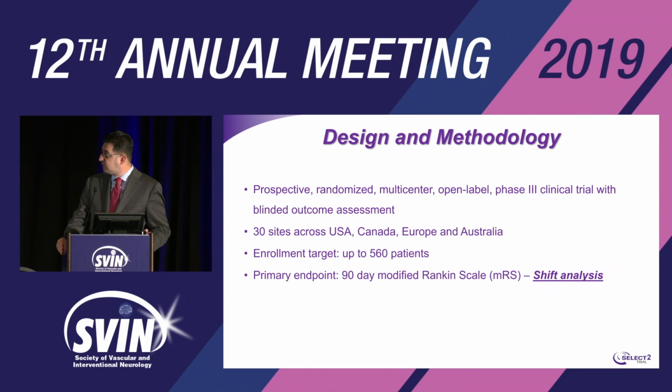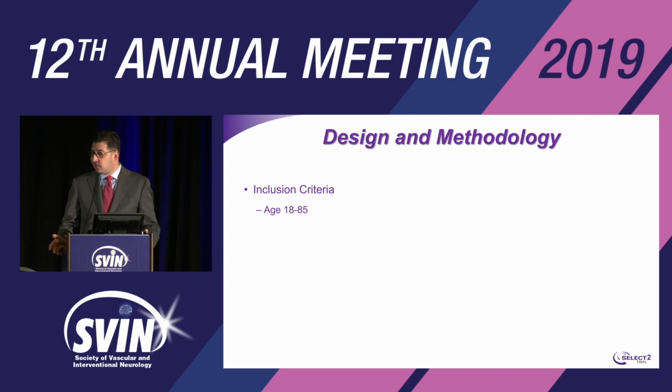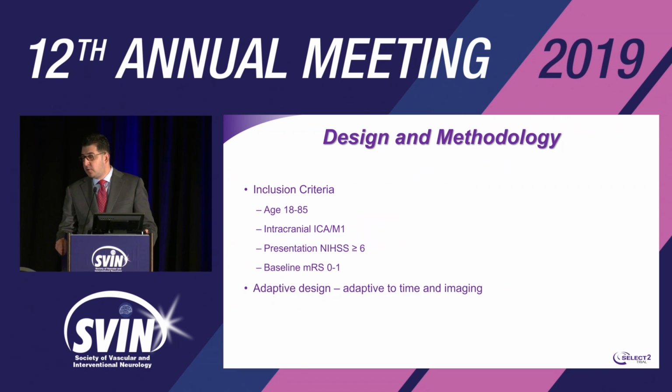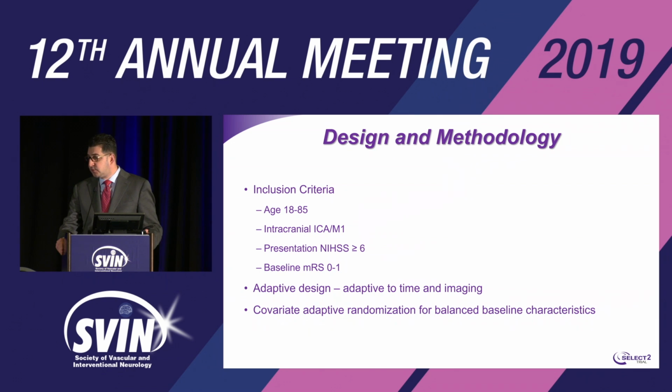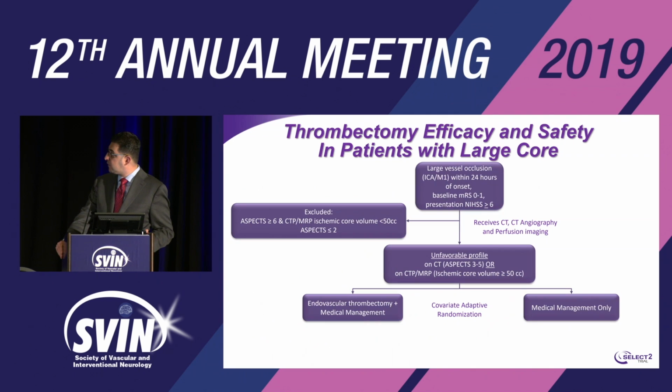We are looking at a shift analysis. It's not too bad to have an mRS of 3 if you have a large core stroke. We are including the regular inclusion criteria: age 18 to 85, ICA or M1 occlusion, NIHSS 6 or more, no baseline disability, with an adaptive covariate design to look at the 12 hours cutoff and the different cutoff on the volume. So we want to answer the question, is it effective and safe in large core? But we want to see if there is a ceiling and a cutoff, and we want to balance things between right and left and occlusion site, et cetera. We have 2 interim analyses at 200 and 380.